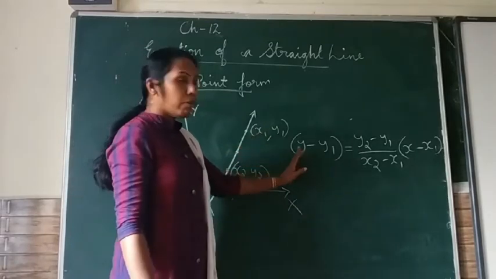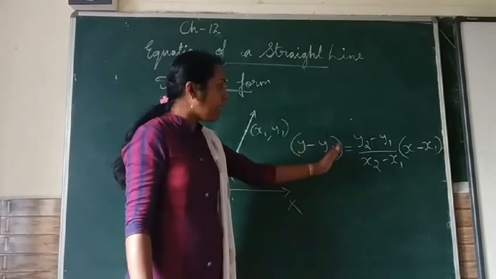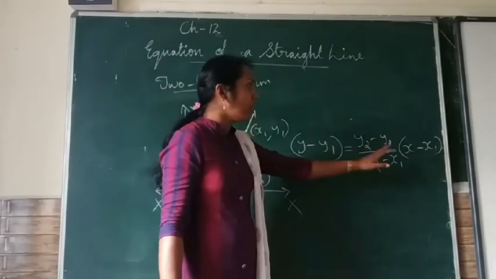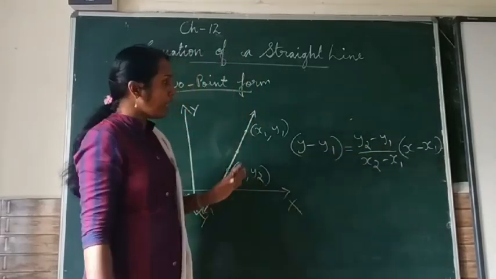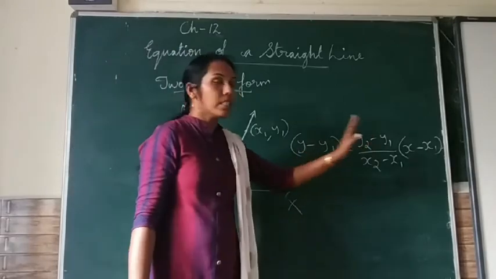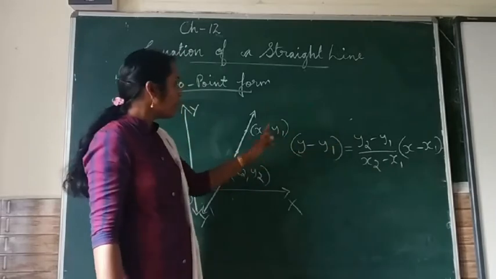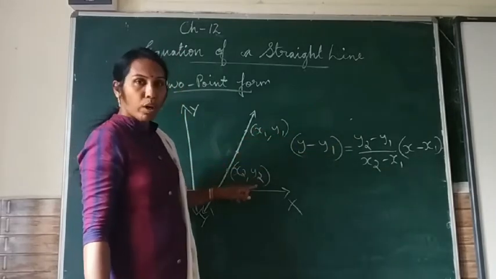So the equation can be formed like this: y minus y1 is equal to (y2 minus y1) by (x2 minus x1) into (x minus x1). In this, y and x are variables and x1, y1, x2 and y2 are the values of the coordinates given.